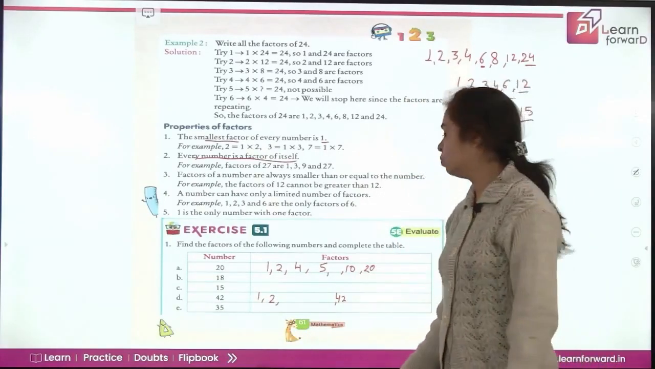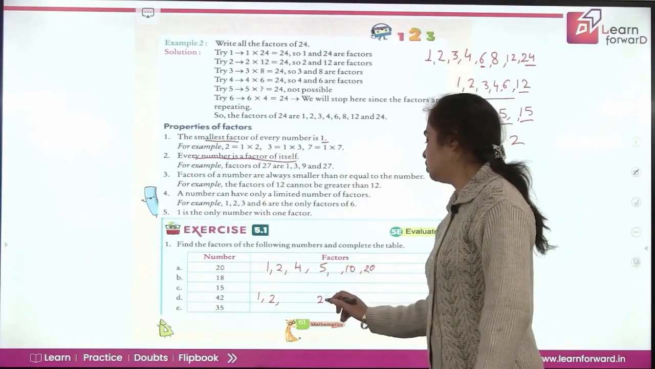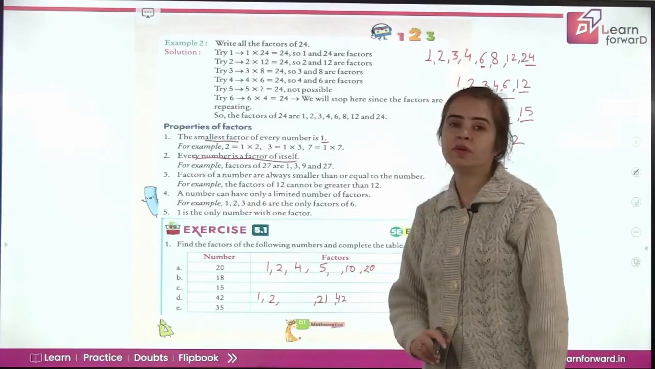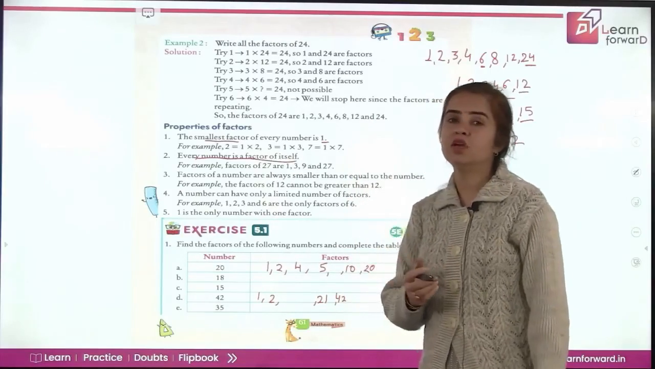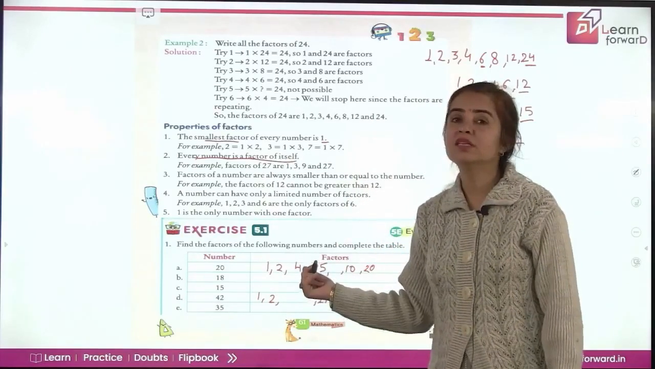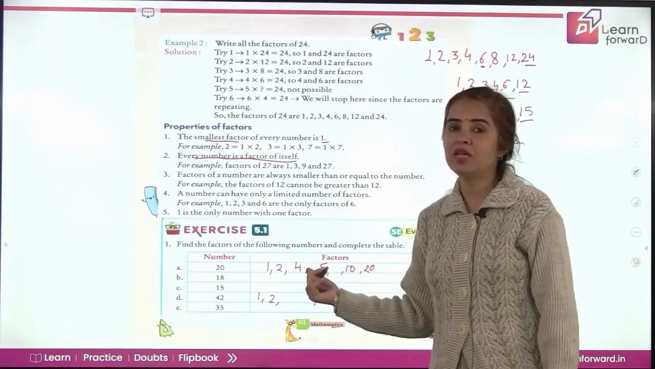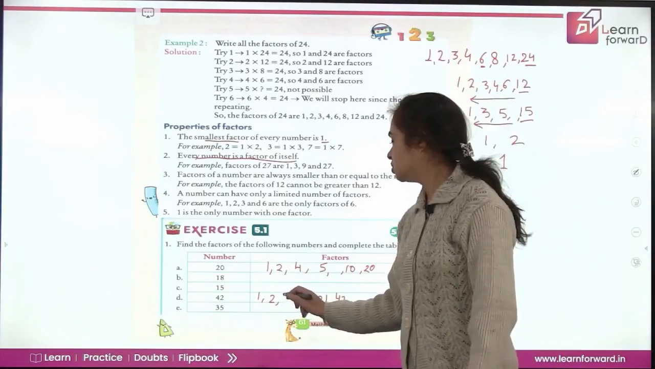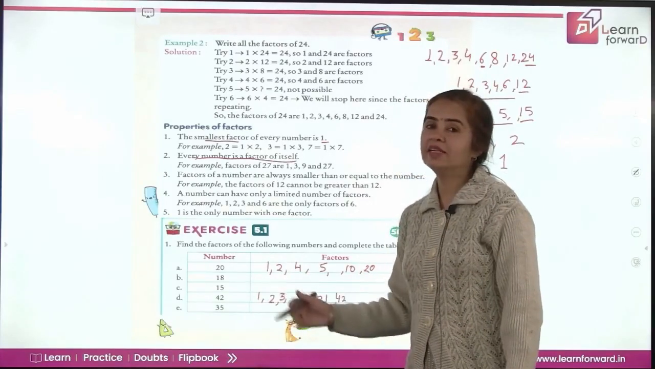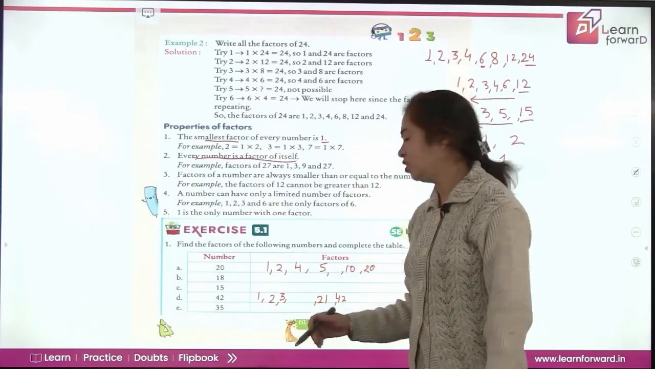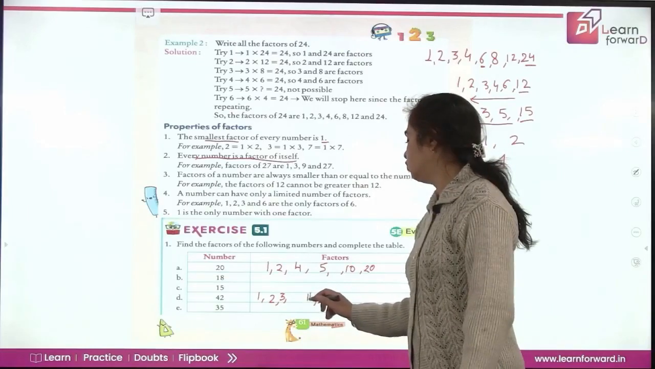2 21s are 42. So, immediately write the other pair from the multiplication fact. Now, check for the divisibility of 3. 4 plus 2 is 6. Is it divisible by 3? Yes. So, let's write 3 here. What will be the other number? Divide and see. 3 ones are 3, 3 fours are 12. So, it will be 14.